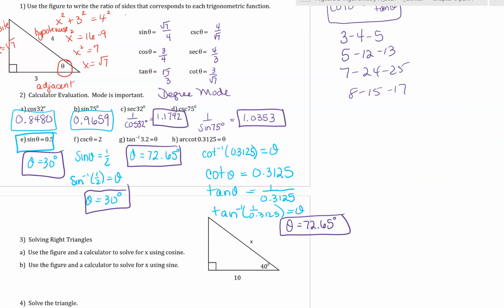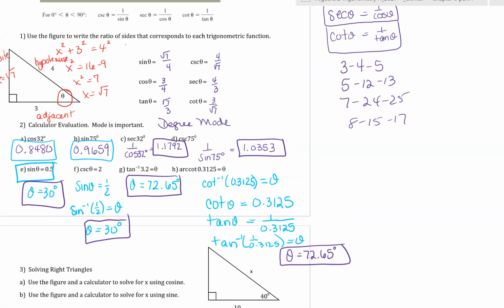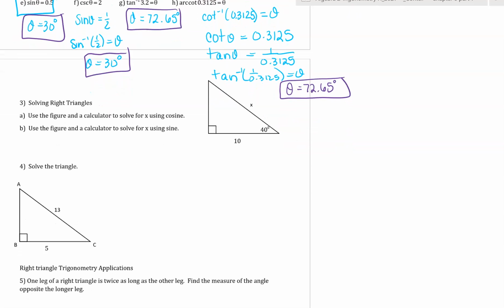So now that we know about SOHCAHTOA and trig ratios, and we also know about how to use our calculator, how to find a missing side, how to find a missing angle, what we're going to do now is solve a right triangle. So for number 3, I'm looking at the figure, and it says use the figure and a calculator to solve for x using cosine, and then they want me to solve for x using sine.